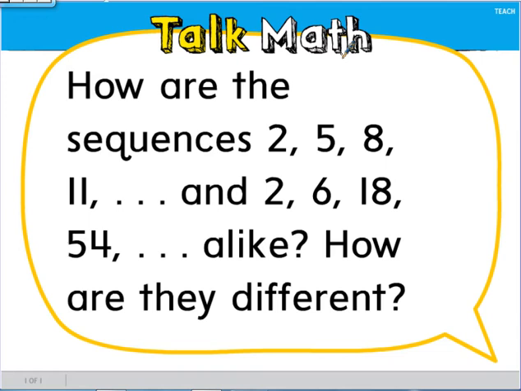She also covered how they're different. In one of them, we are adding 3, and in the other one, we are multiplying by 3. So that's how they're alike and different. It is very important that you realize which direction the numbers are going, so you know if you're going to add or multiply, or if you're going to subtract or divide.